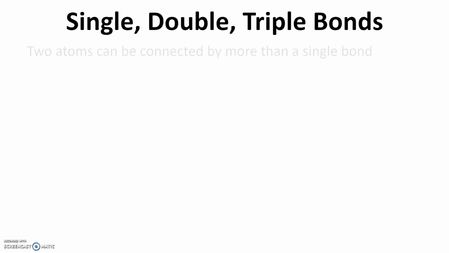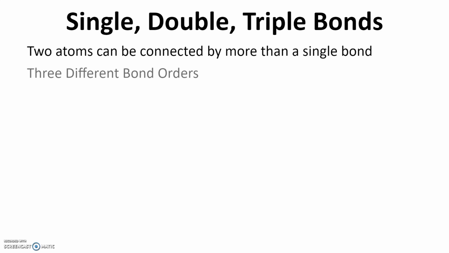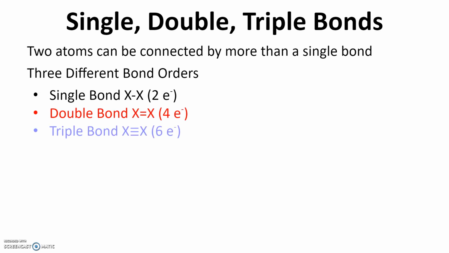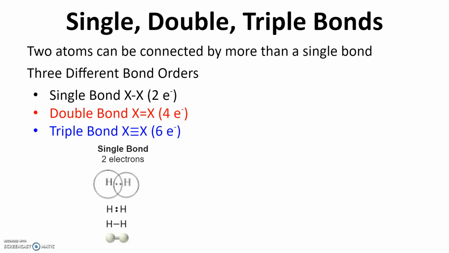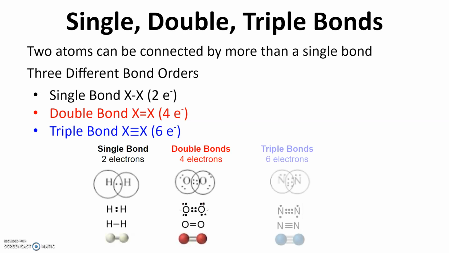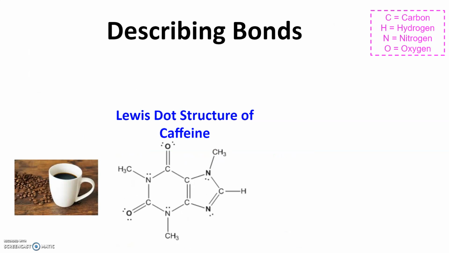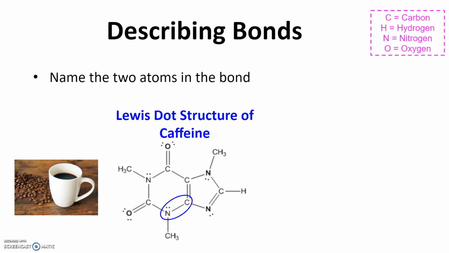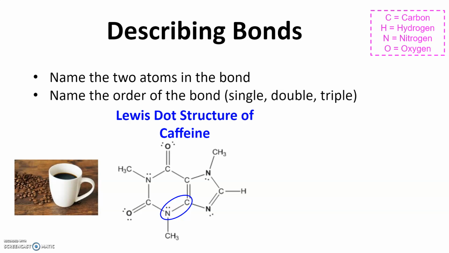So let's talk about how we describe bonds in words. First of all, there are different types of bond orders, meaning bonds which connect atoms can either be single, double, or triple. So here's our single bond, here's our double bond, here's our triple bond, right? Notice that a single bond has one line connecting them, double has two, and then triple, of course, would have three. So when we're describing bonds, we name the two atoms in the bond and then name the order of the bond, whether it's single, double, or triple.